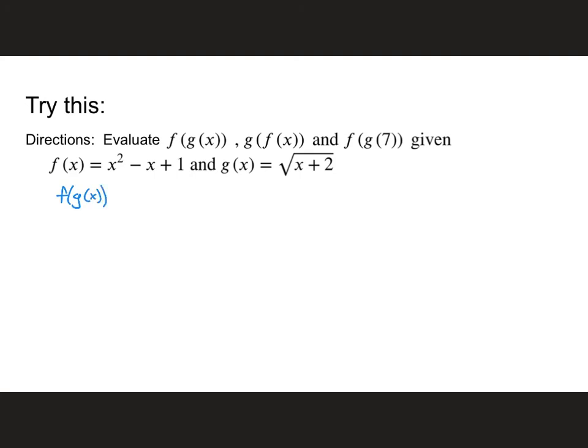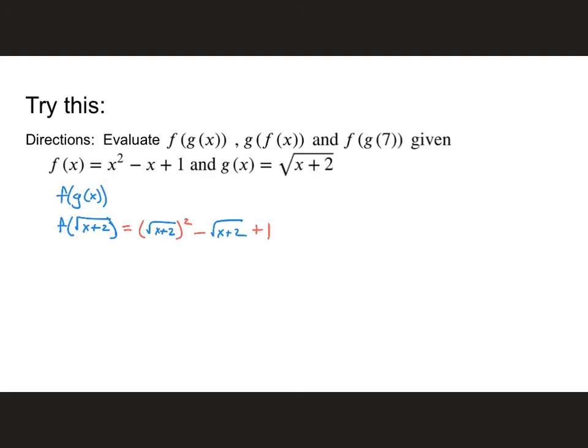All right, so first thing we're going to do is evaluate f of g of x. Okay, so we start with function g. Here, g of x is equal to the square root of x plus 2. And we're going to take that square root of x plus 2 and plug it into function f. That means we have the square root of x plus 2 squared minus the square root of x plus 2 plus 1. That's it. That's all there is to it.